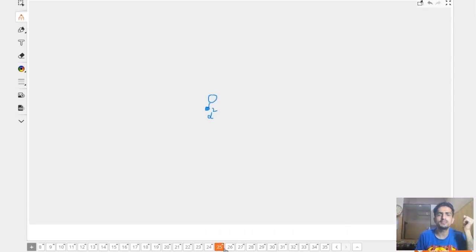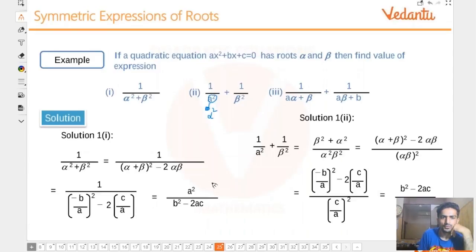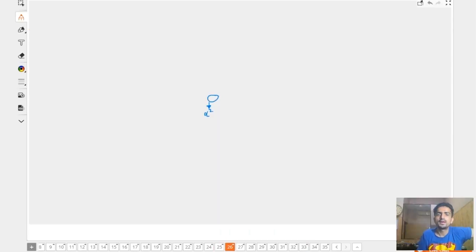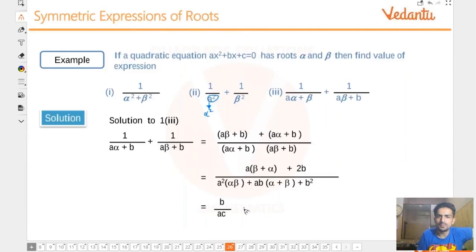So, beta, these are the answers. Match your answer. First answer is a square upon b square minus 2ac. Second is b square minus 2ac upon c square. Anybody having doubt in the second part? And now this is the answer to the third problem. Just see if anybody has doubt.